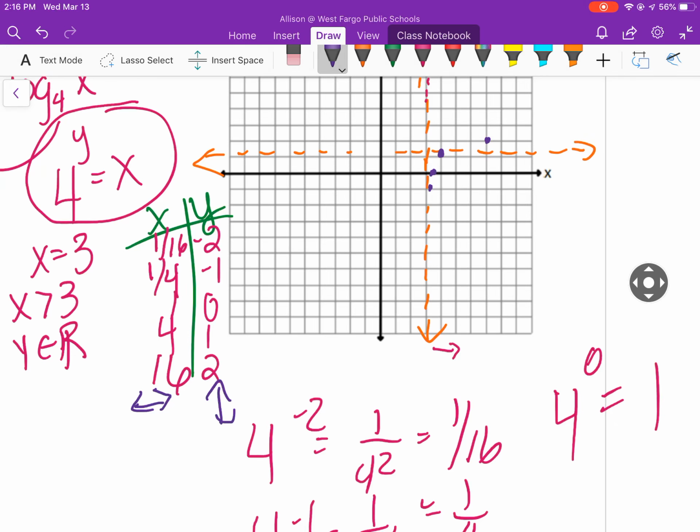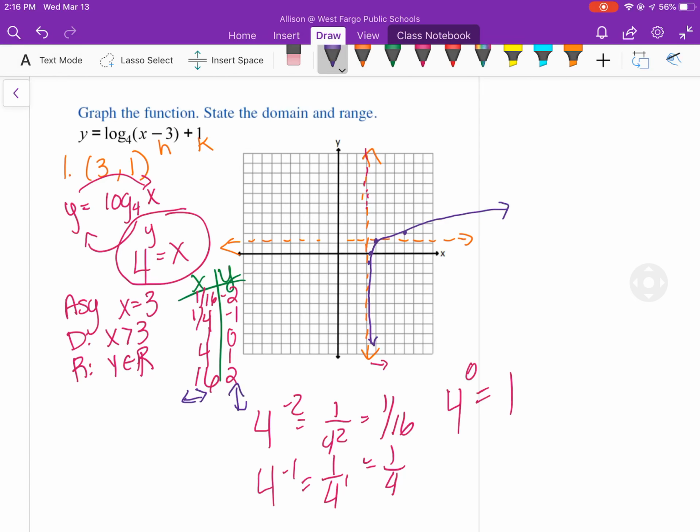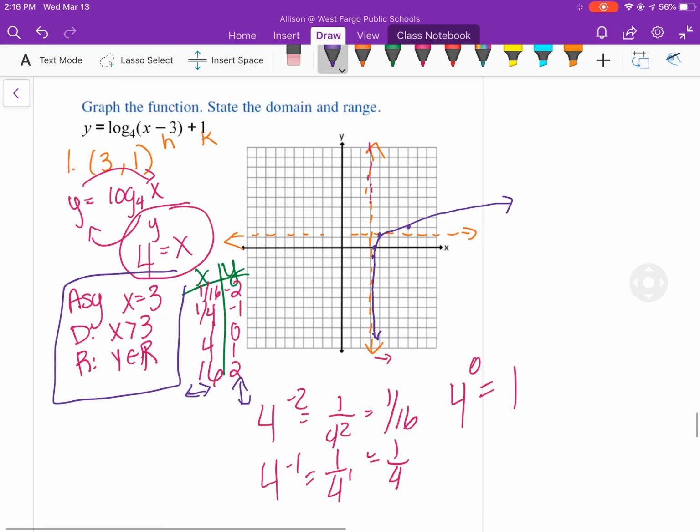So I have 4 points, that's enough. I know I'm going to be continuing infinitely in both directions, but never crossing that x equals 3 asymptote there. And there's my graph in purple. So these are the key features of the graph. We got the asymptote and my table of values there, so that I used essentially the parent function is what I'm doing.